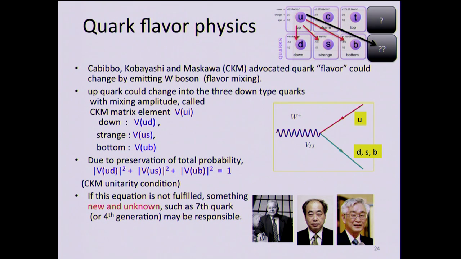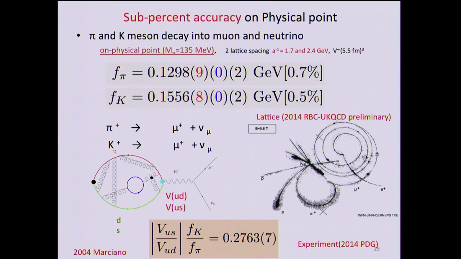And because the total probability of the up quark becoming one of the 3 quarks needs to be 1, we can constrain this, unless our understanding of flavor is wrong, like if we have a 4th generation, or another unknown quark exists. Unless new physics is happening, we can say the total probability is 1. This is quantum theory, so it's the absolute value squared. And this is called the CKM unitarity condition. And this is actually a very nice and very precise check on the standard model. This, for example, the pion leptonic decay.